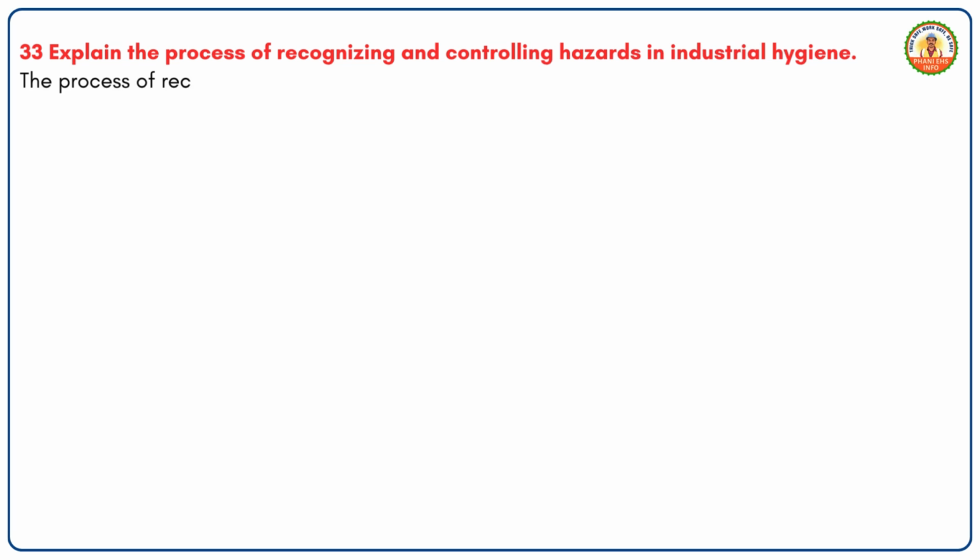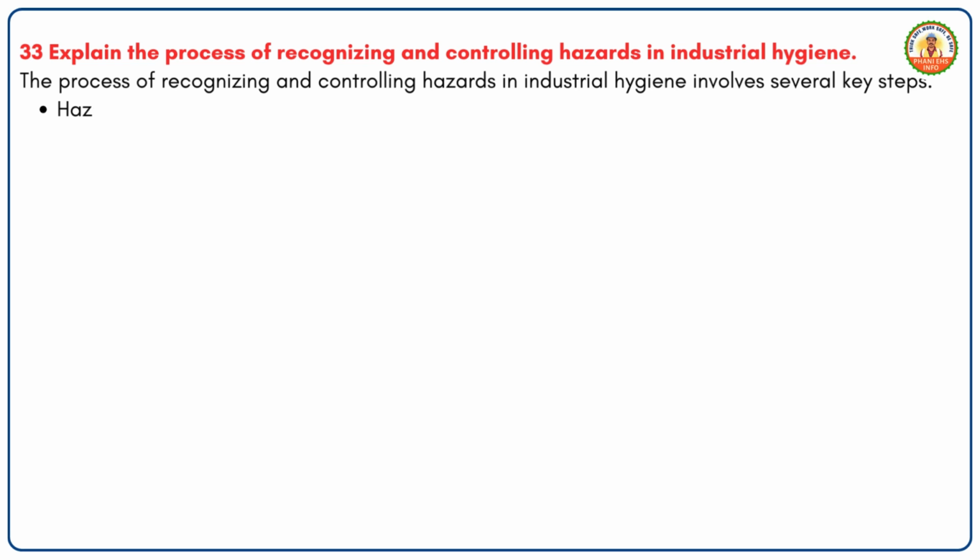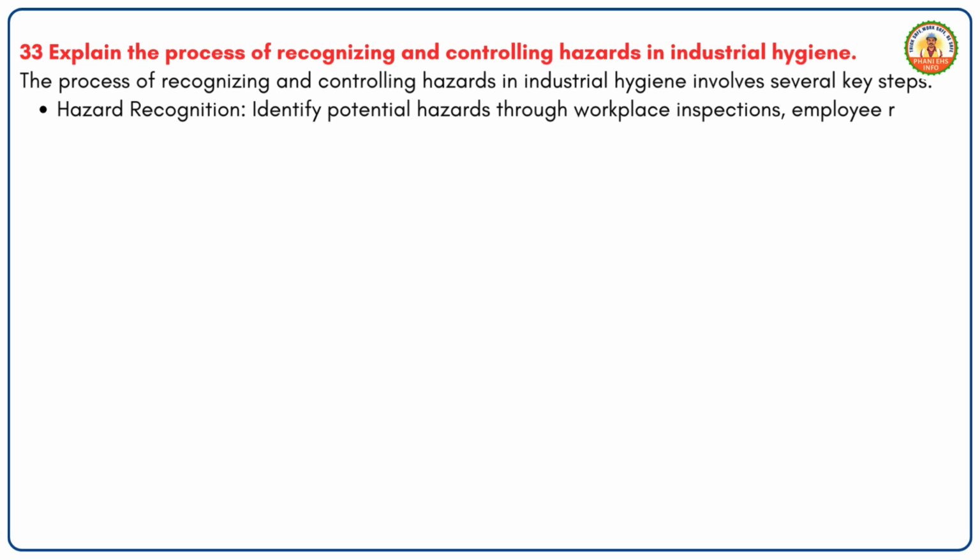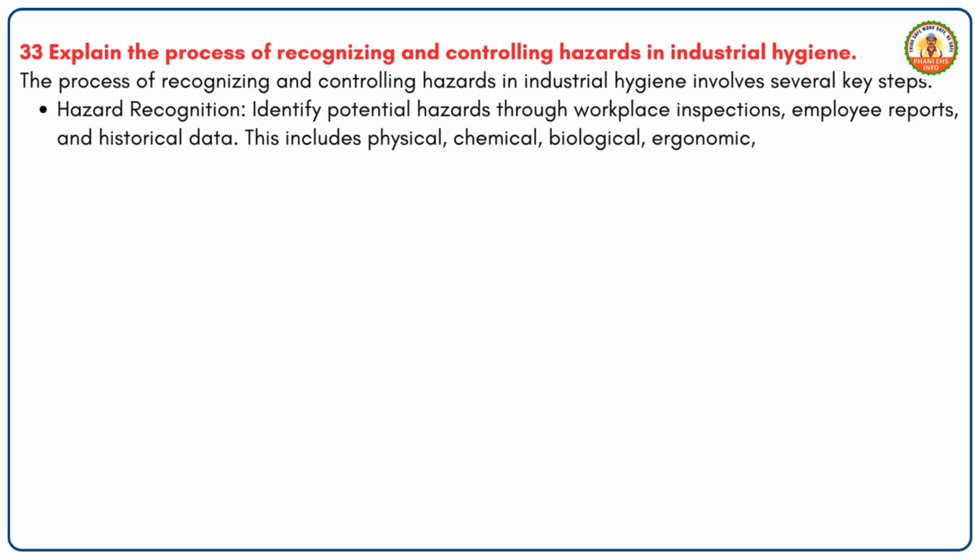33. Explain the process of recognizing and controlling hazards in industrial hygiene. The process of recognizing and controlling hazards in industrial hygiene involves several key steps. Hazard recognition: identify potential hazards through workplace inspections, employee reports, and historical data. This includes physical, chemical, biological, ergonomic, and psychosocial hazards.